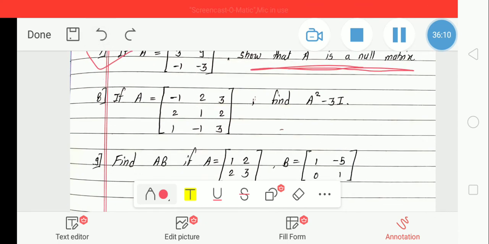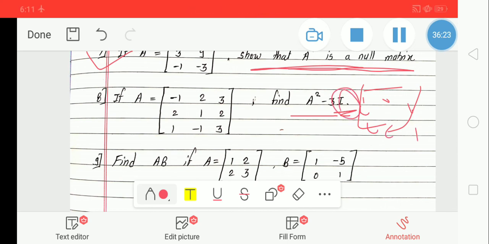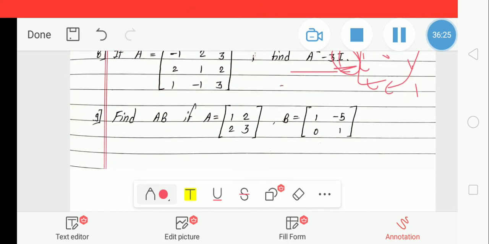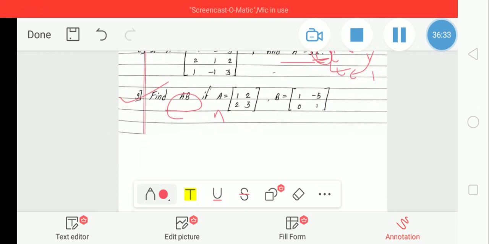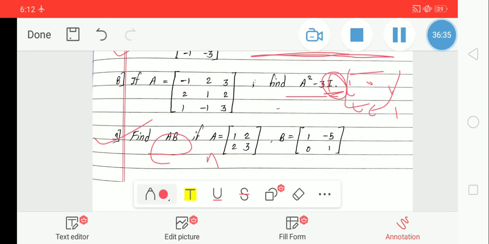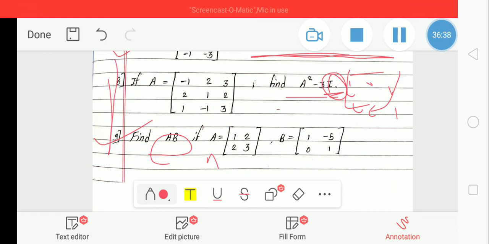And also find A square minus 3I. Here we take identity matrix 3 cross 3: 1 0 0, 0 1 0, 0 0 1. Here we take the identity matrix, and the 9th one is find AB, means A multiplied by B. Now this is homework for you to solve and practice. In our next lecture we will study transposition, means transpose of a matrix.